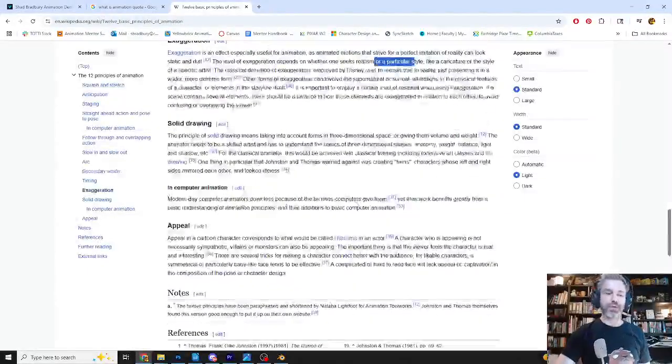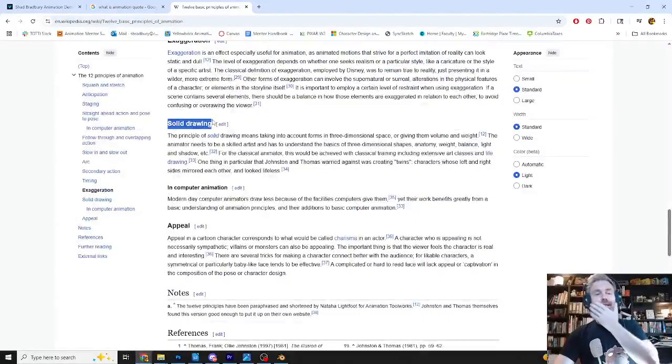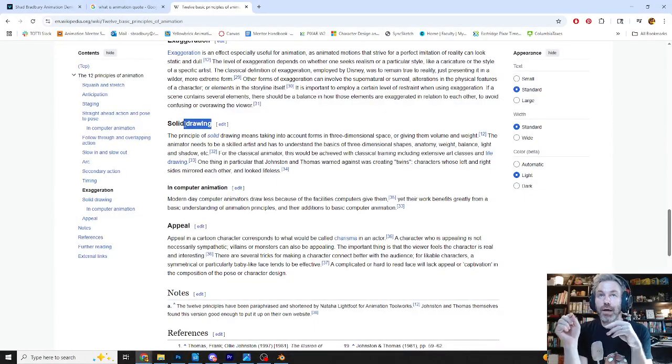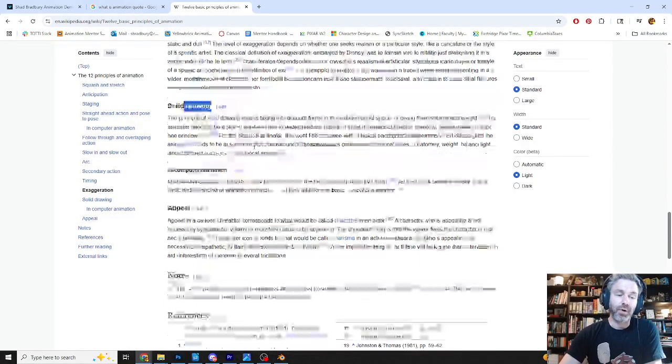Exaggeration. Cool. Solid drawing, like I said, is from 50 years ago in 2D. Obviously, this one doesn't apply to us, so we can ignore it altogether. Some students wonder if you have to be a good draftsman, a 2D person, to be a good animator. And you don't. I'm not a very good draftsman, even though I worked on Curious George, the 2D one. That was a long time ago. But I'm actually not very good at drawing. There are some animators that are amazing at drawing, and there are some that are terrible at drawing. So it can go either way.